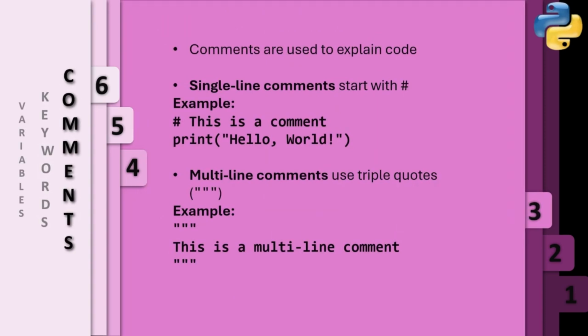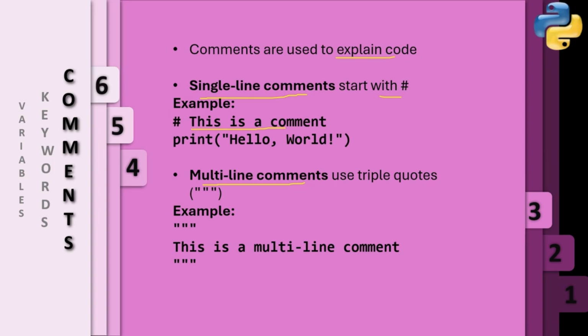Comments are essential for explaining what your code does, and they are ignored by the Python interpreter while running the program. You can use these comments to make your code more readable. In Python, we have single line comments and multiple line comments. Single line comments start with a hash, and you can see in this example how a single line comment looks.